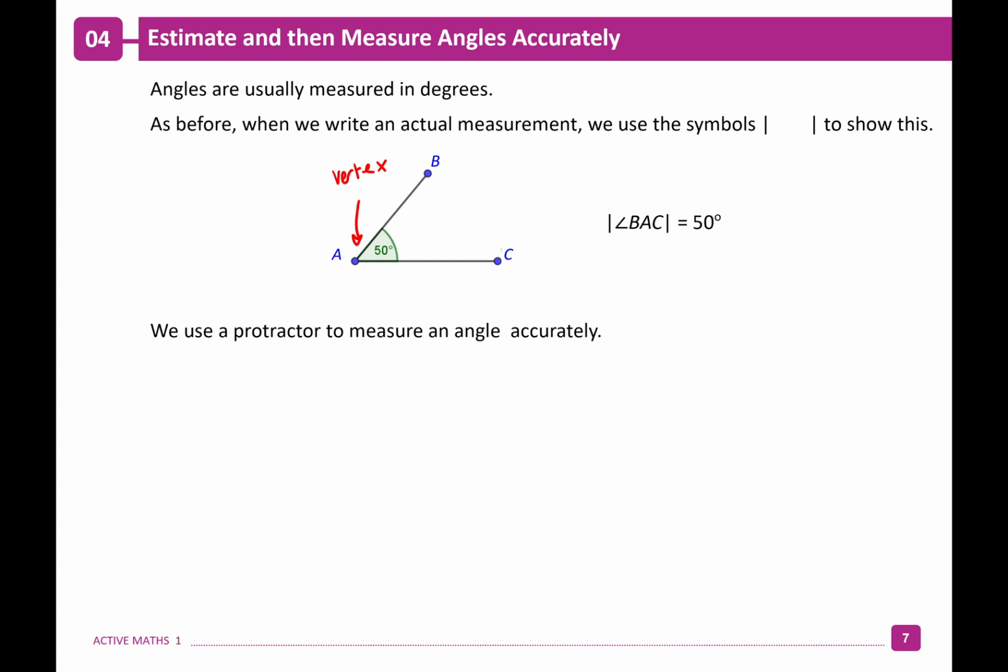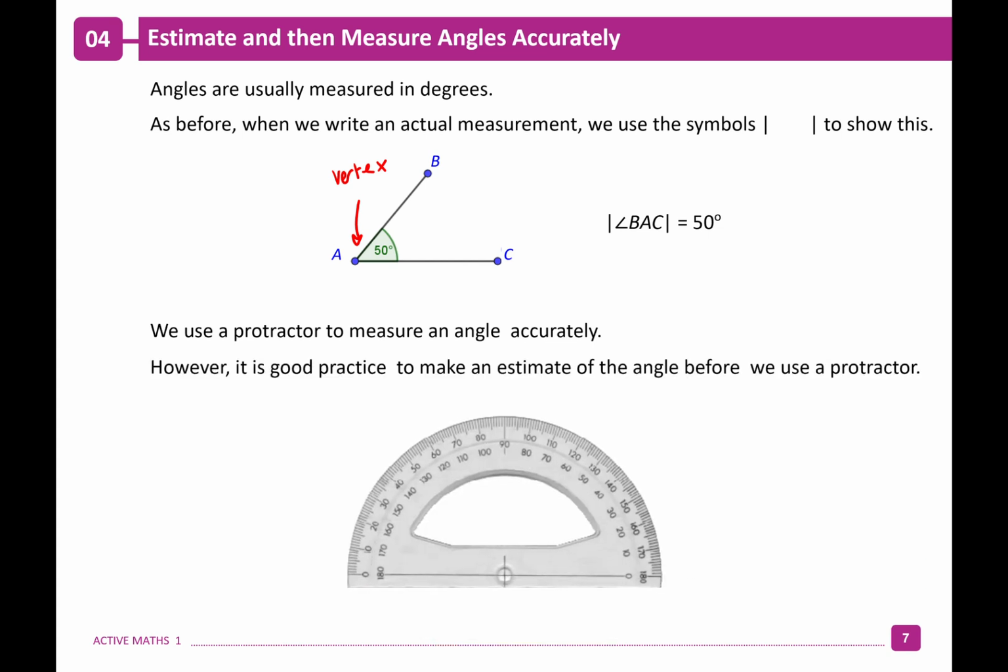We can use a protractor to accurately measure an angle. Here is our protractor. We have two scales on a protractor, the outside scale and the inside scale. We also have a baseline and we have a center point. To know which scale to use, we look and see where our baseline is. Wherever our baseline hits 0, that is the scale we use.